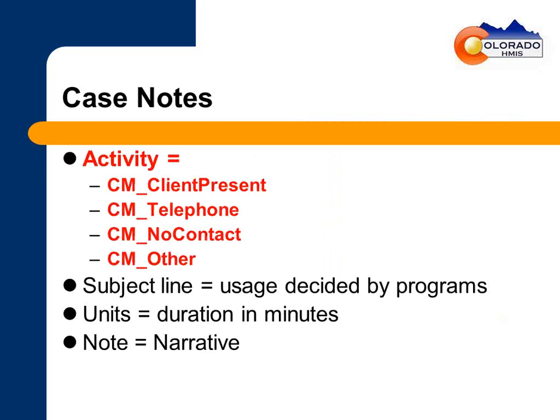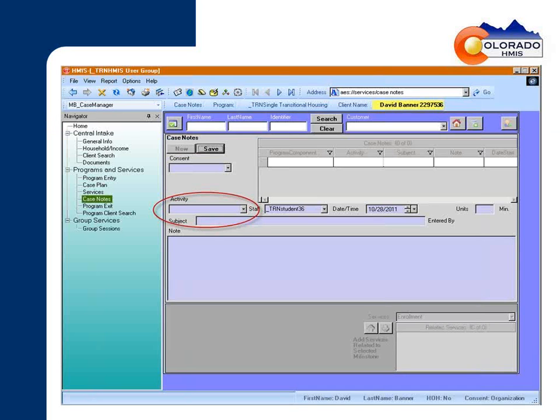So we'll start off with the activity field. This field is a drop-down that provides only 4 options: case management with client present, case management telephone, case management no contact, and case management other. Those are the only 4 options because on the case notes page we are only documenting non-clinical, one-on-one, face-to-face case management encounters. So all of your encounters that you're documenting on the case notes page will fit into one of these categories.